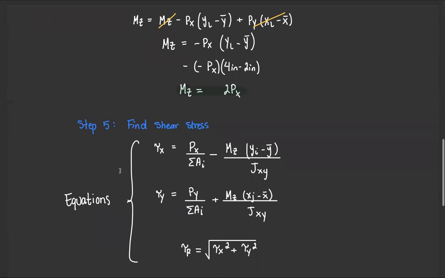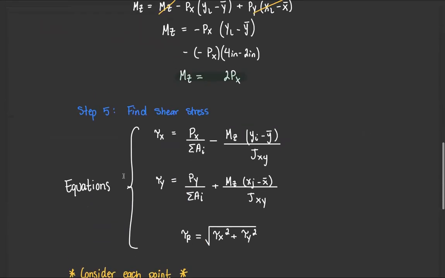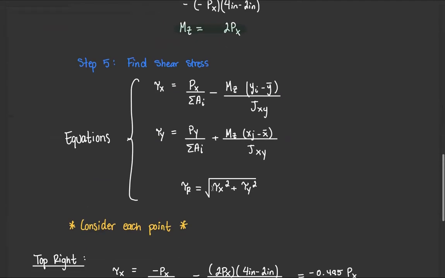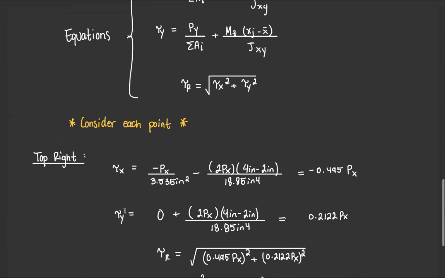So here, to find the shear stress at any point in the weld, it's going to be given by these equations here. Remember, take note, it's negative here, a positive here. Here, this equation just finds the magnitude between the 2 shear stresses in each direction.